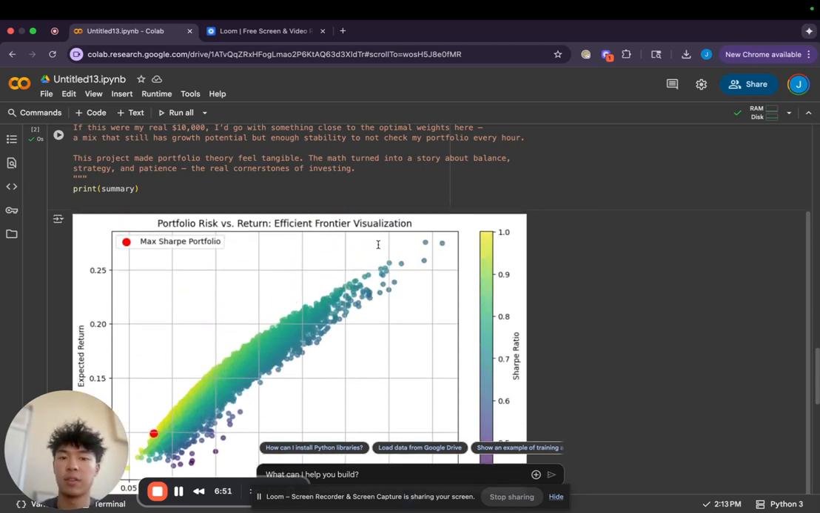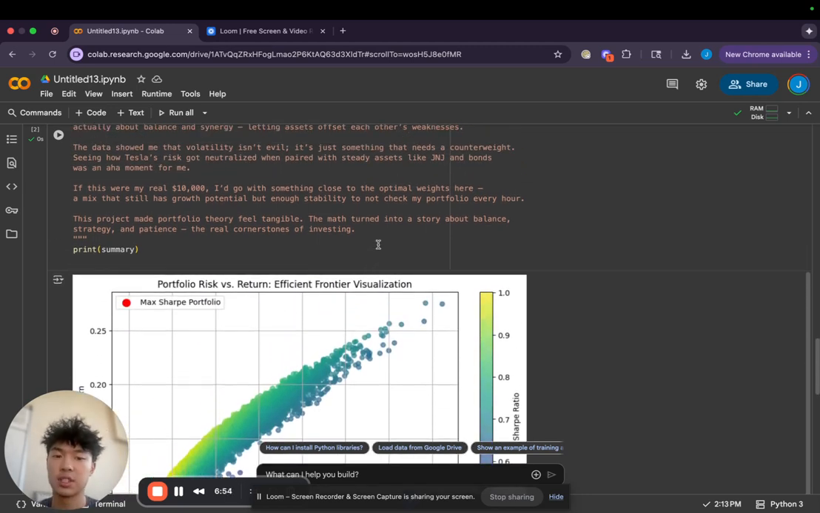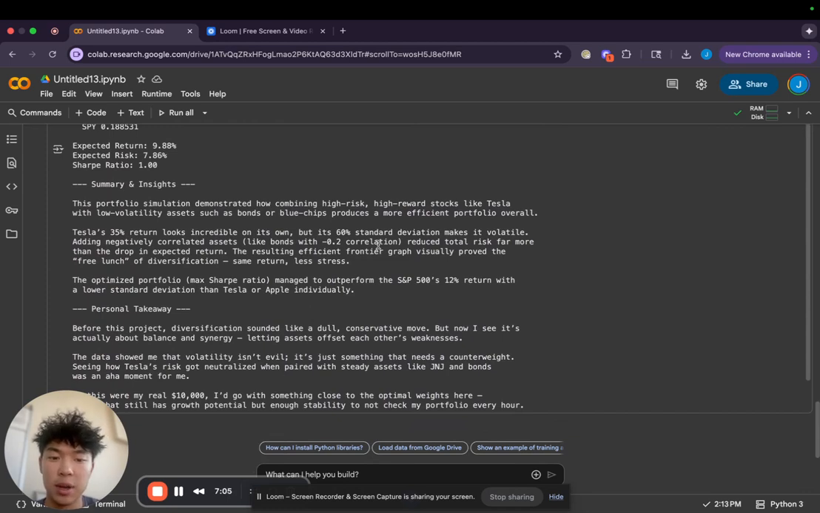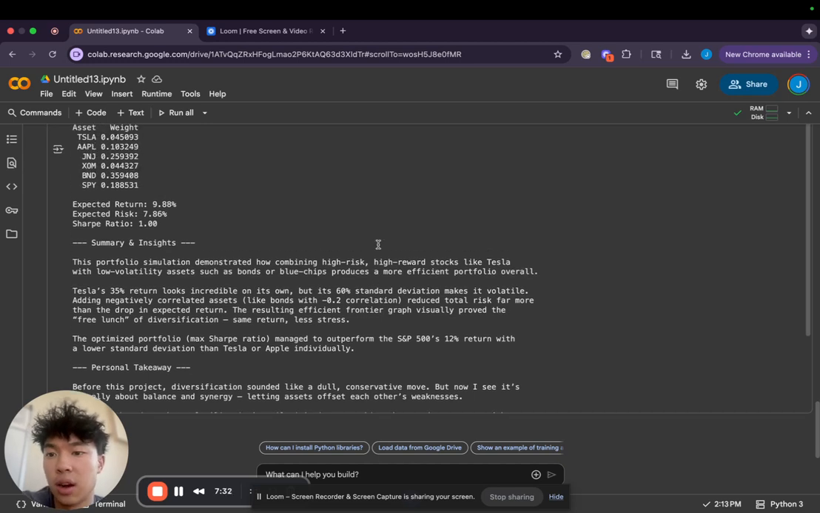So to wrap it up, using the DRIVER framework helped me keep this entire process structured and organized. I defined my goal and risk concerns, represented the data, implemented the model in Python, and validated my results against the benchmark. And I evolved the mix to test different outcomes and reflected on what I learned about diversification. If this were my real life $10,000, I'd use a rounded version of that optimal portfolio, roughly 40% in growth stocks, 40% in steady blue chips, and 20% bonds. That blend gives me room for upside, but enough stability where I wouldn't be hurt too much on the downside.